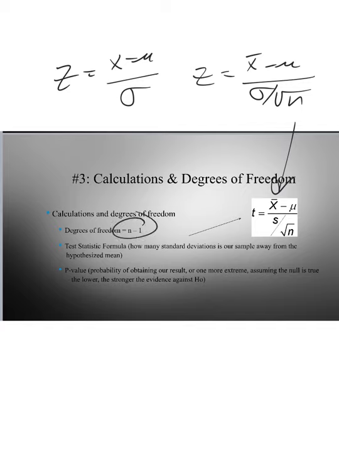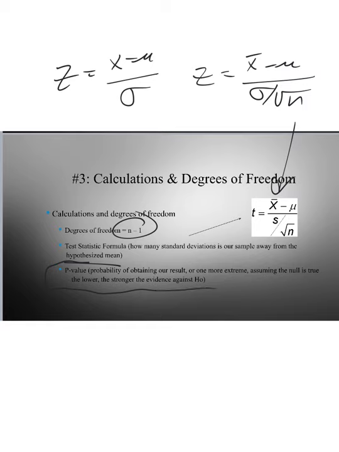We still have the n-1 degrees of freedom, which again is beyond the scope of this course in terms of needing to understand why that's the case. So for right now, we roll with that. We can talk about it in class. The test statistic formula, again, is going to find how many standard deviations we are away from the hypothesized mean, okay? And then this p-value definition.